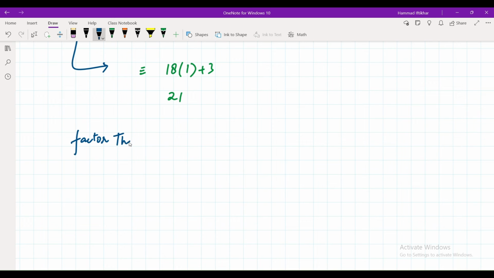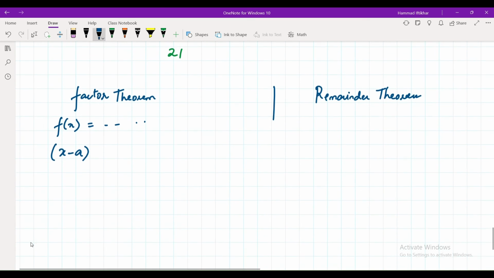So factor theorem and remainder theorem states that when you have some expression f of x and you're given some factor to test it out with, when we plug in f of a, if it comes out to be 0, that means x minus a is a factor.